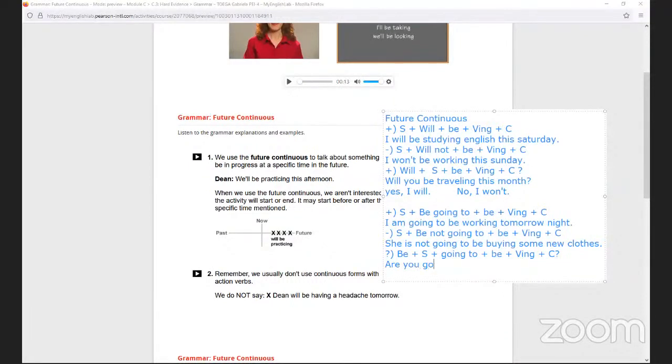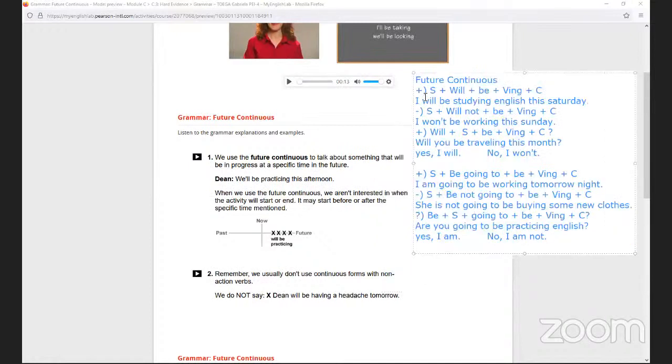You're going to be, you're going to be practicing English. And as we are using verb to be at the beginning of the sentence, we are going to answer with the verb to be, right? Yes, I am. No, I'm not. Right? So this is the continuous way for future.